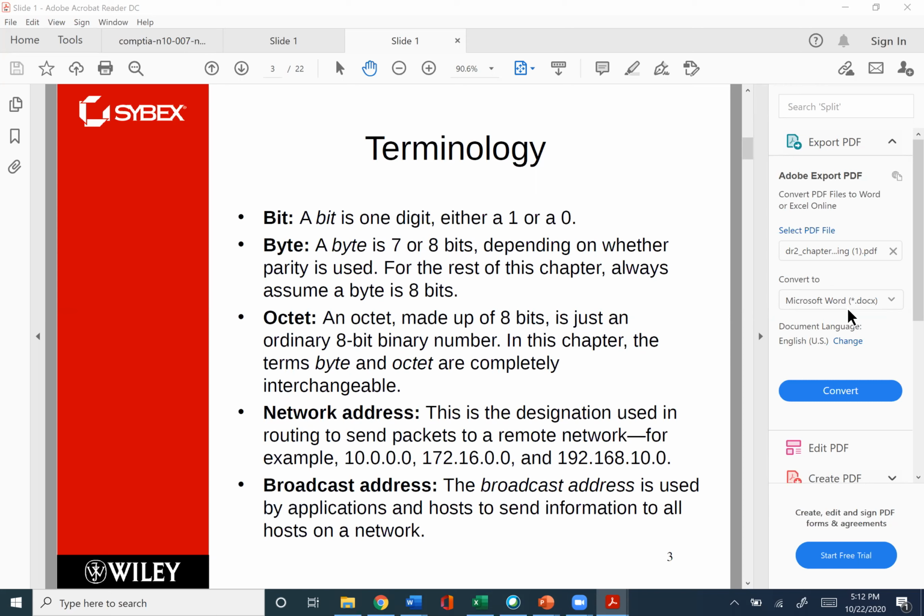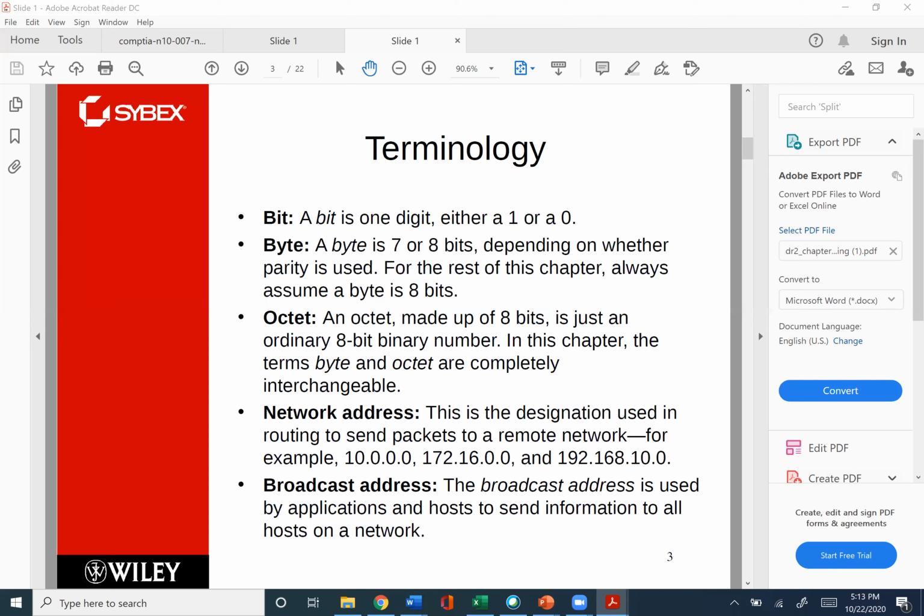A byte is binary digits, 8 digits. Correct, exactly. So a byte, I'm going to put it for you, is basically 8 bits. I don't know where they got 7 from.